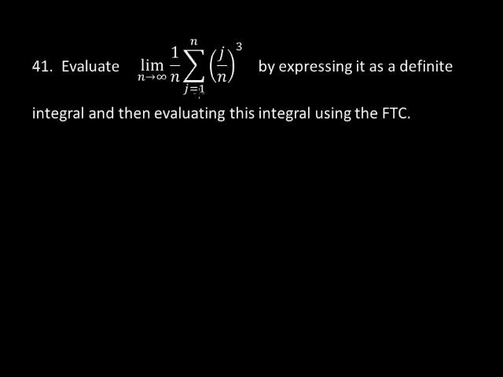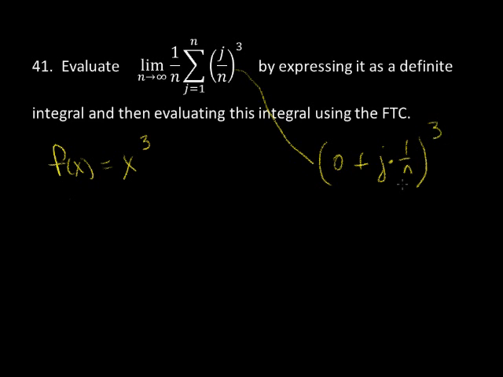Well, j is going from 1 to n, the counter. And inside here we see that a must be 0. And the function is the cubing function. So again, f of x is equal to x cubed. Notice this part here could be written as 0 plus j jumps of 1 over n, cubed. And sure enough, 1 over n is delta x. You can see it sitting right here. He factors the delta x to the left all the time.